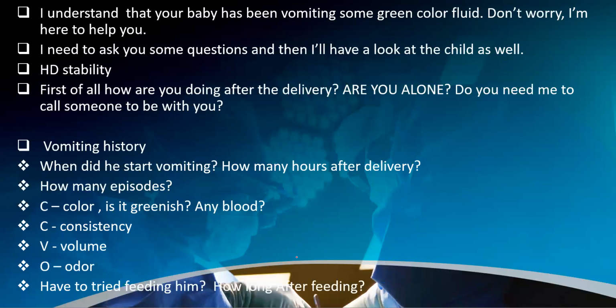So in this case, it's a 24 hours old baby. The mother just had a delivery, so say something nice to her. Say that, hi Jenny, this is Dr. Ashan, one of the doctors here. It's very nice to meet you, and congratulations on your baby. It must be exciting for you.